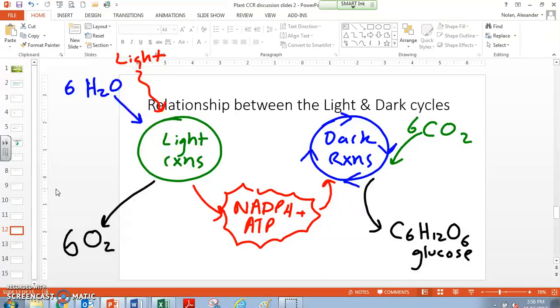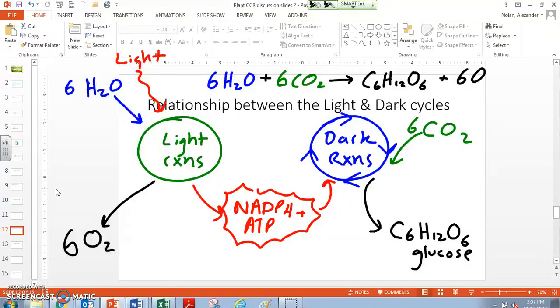So this whole complicated process is really where we're getting our photosynthesis reaction. This is really where this is coming from. We've got our H2O, 6 of them. We've got our carbon dioxide, 6 of them. And that's producing our sugar. And then we also have oxygen as that byproduct that the light reactions create.